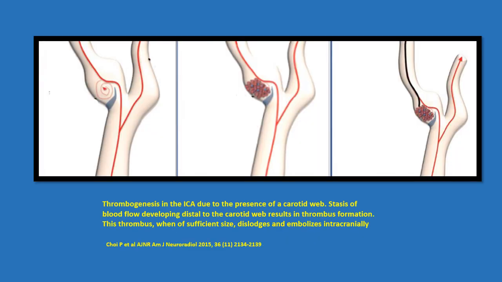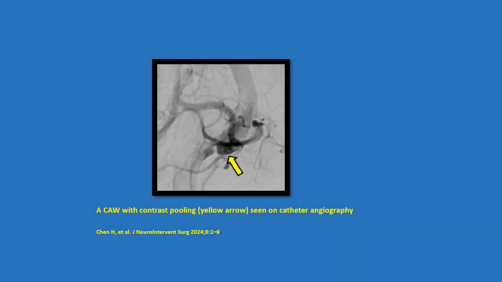This picture shows thrombogenesis in the ICA due to the presence of a carotid web. Stasis of blood flow developing distal to the carotid web results in thrombus formation. This thrombus, when of sufficient size, dislodges and embolizes intracranially. This picture shows a carotid artery web with contrast spooling, demonstrated by the yellow arrow related to the web, and is seen on catheter angiography.